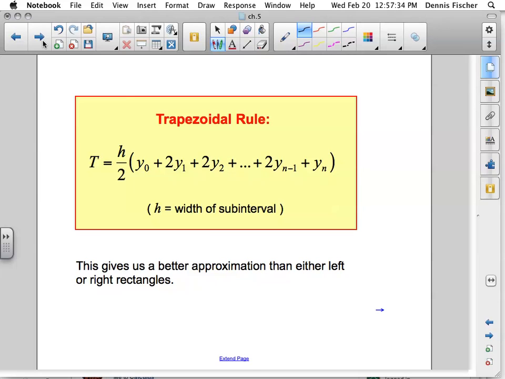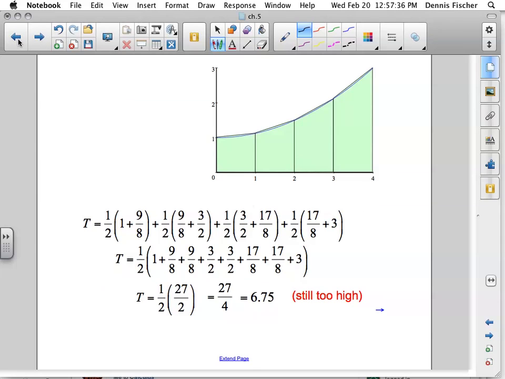Now, notice, I'm going to go back here. What do you notice on this one? I like how they did this. Notice when they did this trapezoid rule, they went 1 plus 9/8, right? And then 9/8 and 3/2, and 3/2 and 17/8, and 3. Because when they wrote it together, you'll notice it's the first y coordinate, 2 of the second y coordinate, 2 of the third, 2 of the fourth, and then 1 of the last.